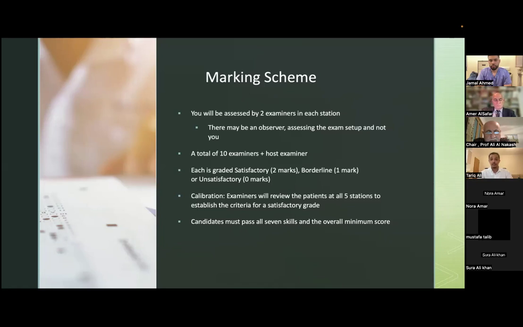You must pass all 7 skill stations, all 7 skills, and the overall minimum score. You may find some candidates that will pass all 7 skills, but not the minimum score, or they will pass most of the 7 skills, pass the minimum score, and still fail. So you need to do both: the 7 skills and the overall minimum score.